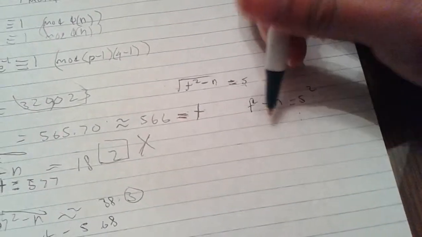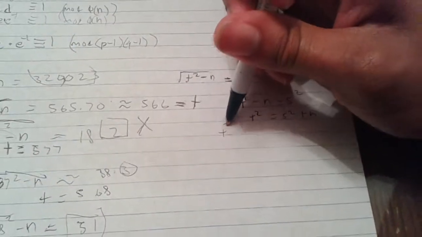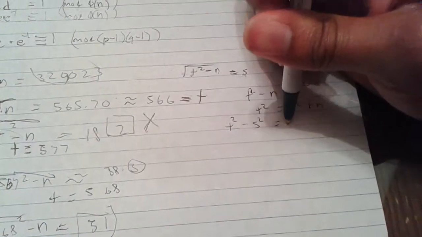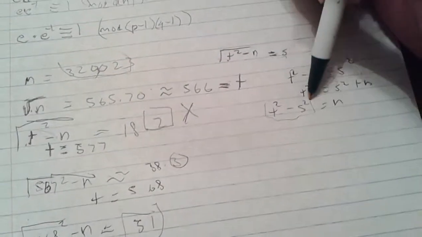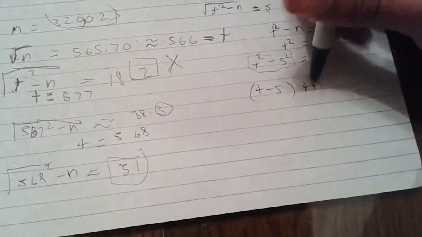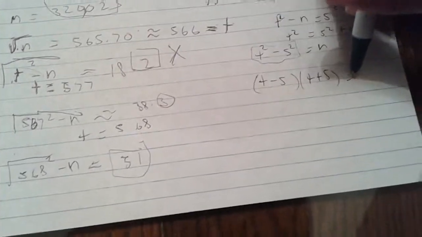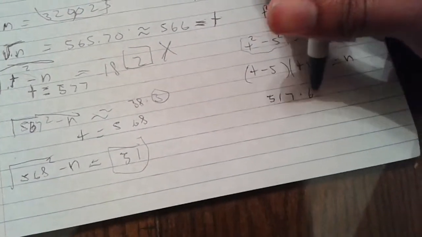So if we add n to that side, t squared equals s squared plus n, and we subtract s squared, t squared minus s squared equals n. Then now, do you see anything? This can be factored. So this actually factors into t minus s times t plus s equals n. And then if you work it all out, the two factors actually end up being 517 and 619.